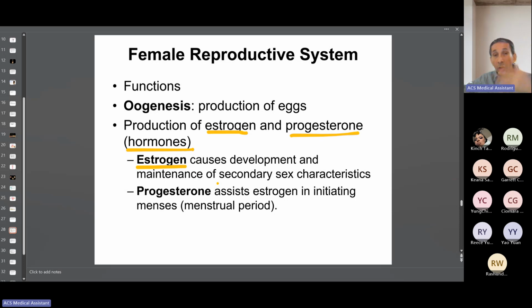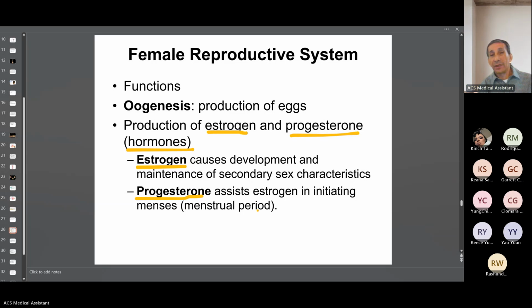But estrogen, that's a name right there. We're going to talk about more, because remember, you're going to have the menstrual period, and you're going to become pregnant. What is the function of estrogen during pregnancy, during the menstrual period? Progesterone assists estrogen in initiating menses. See? Progesterone. Very important. During the menstrual period, estrogen is the one that makes you bleed. Progesterone helps you a little bit.